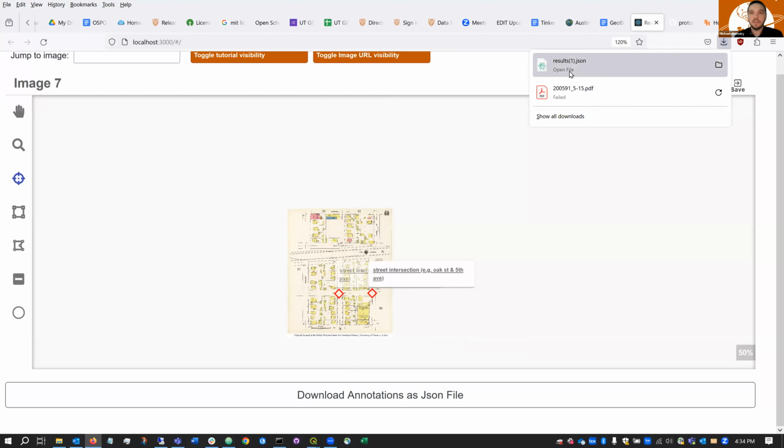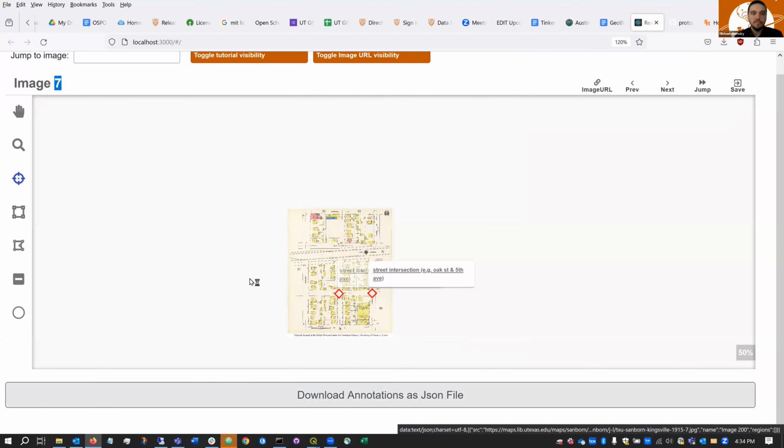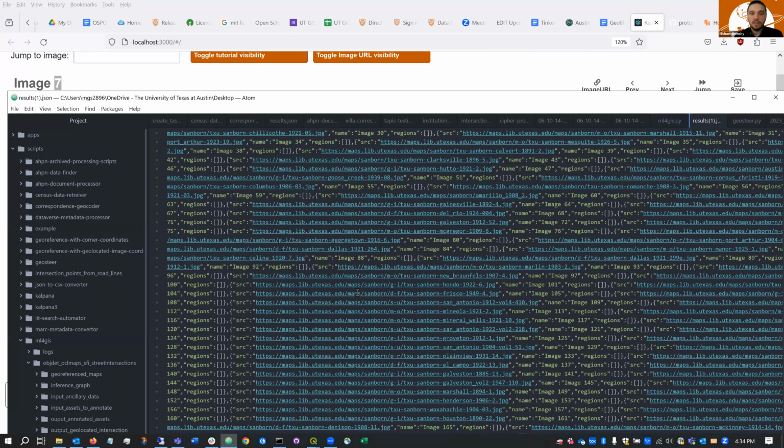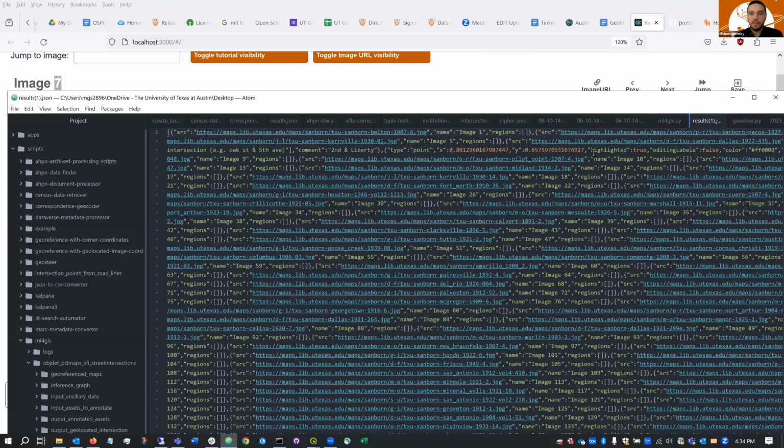Showing here that those annotations that I created can be downloaded in a JSON file just by clicking the download button. There's the data.